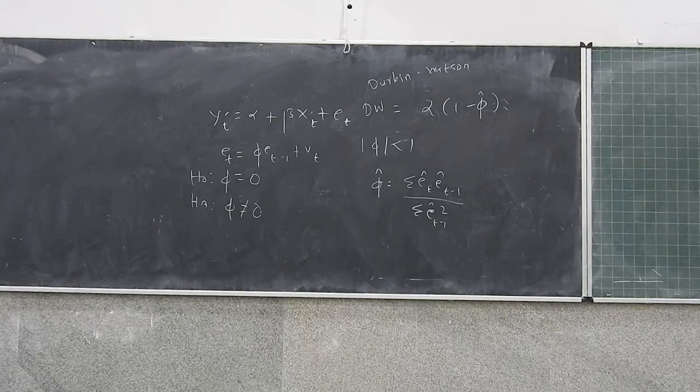Now, what kind of a distribution do we compare it to? The point is, this distribution depends upon what the explanatory variables are in the regression equation. So if the number of explanatory variables in the regression equation changes, then the distribution with which you compare the Durbin Watson statistic also changes. That's the whole point.